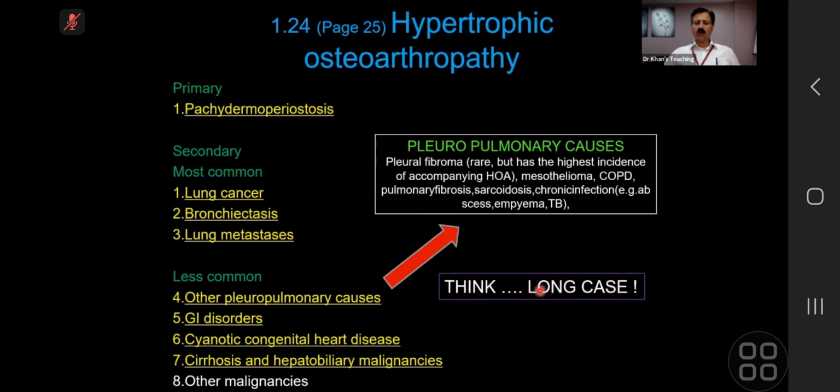So think for long cases also, this can happen. And in GI disorders, various things like Whipple's, celiac, etc., can all have this. IBD can have it. So all of these are important for you to consider.